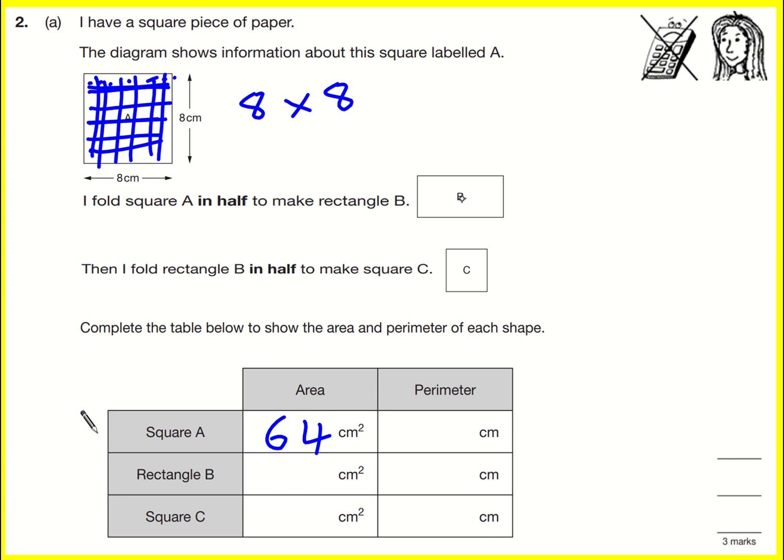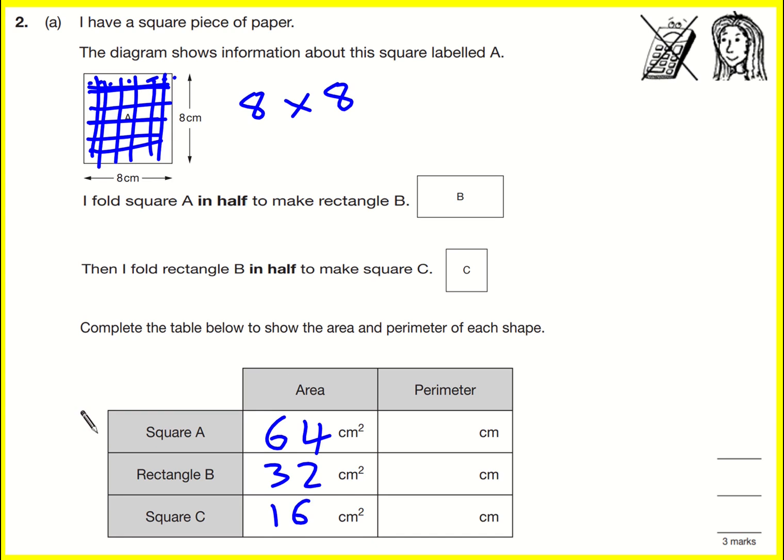If we then fold it in half, we're going to halve the area. We're going to have to divide it by 2. And so for the rectangle, it's 32. And if I halve it again by making this square C, I have to halve my 32, and that gives me 16. So essentially, we're just dividing by 2 each time.